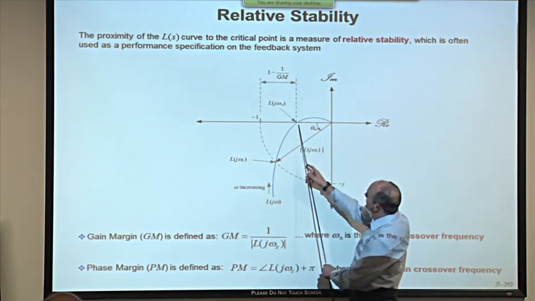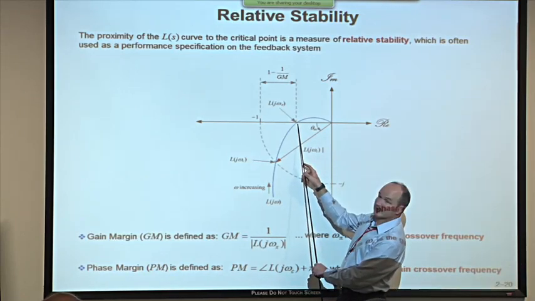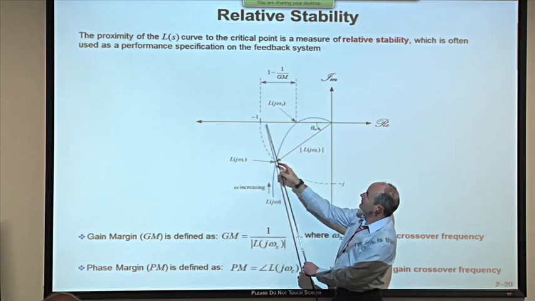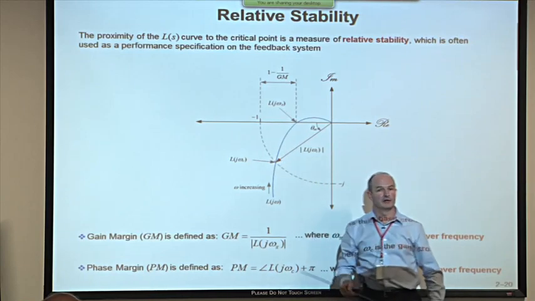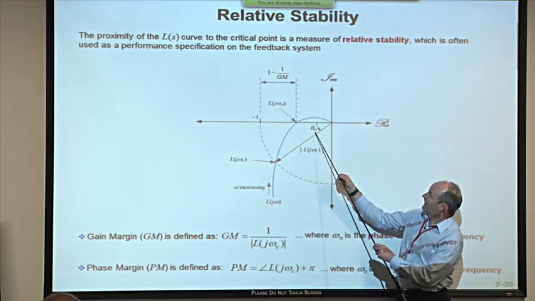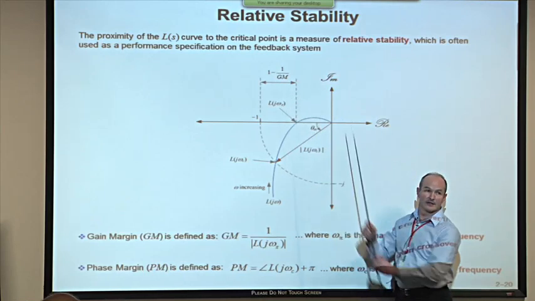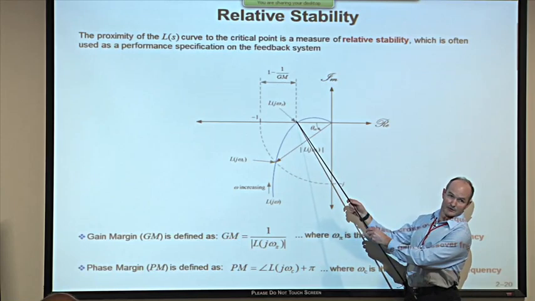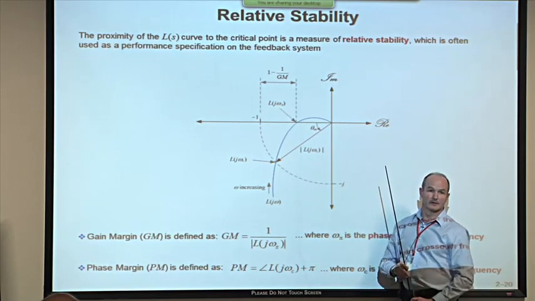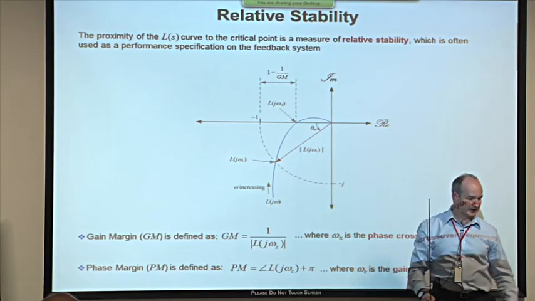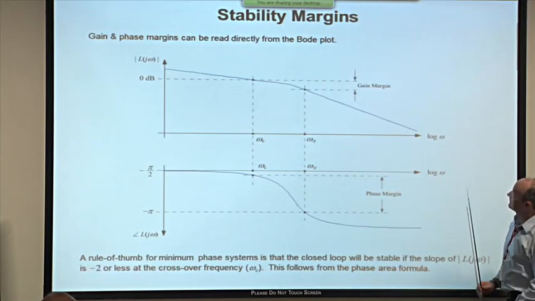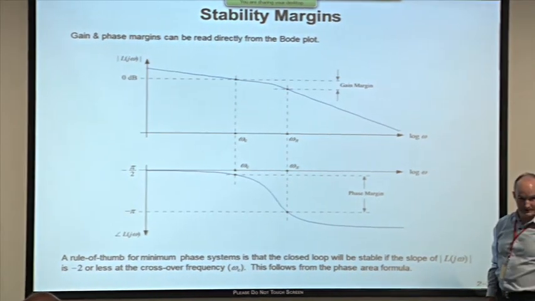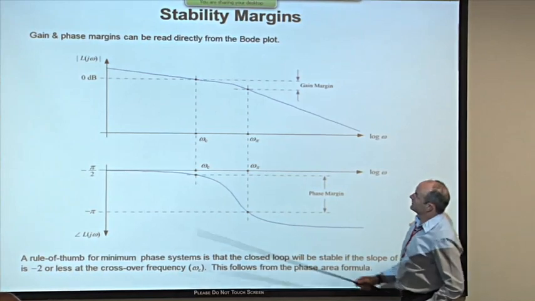It's the amount of extra gain we could apply at this frequency, assuming phase didn't change, before we would enclose the critical point. These are called phase margin and gain margin, and they're calculated at the gain crossover frequency and the phase crossover frequency, respectively. This information can be extracted just as easily from a Bode plot. Here's an example of one. The system is stable, open loop stable, closed loop stable.